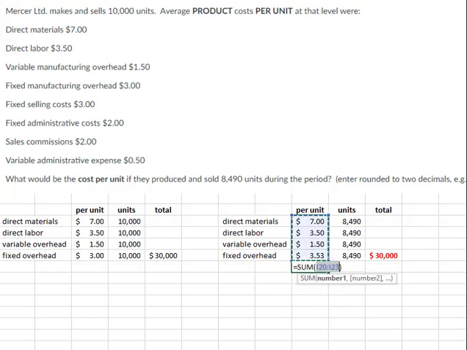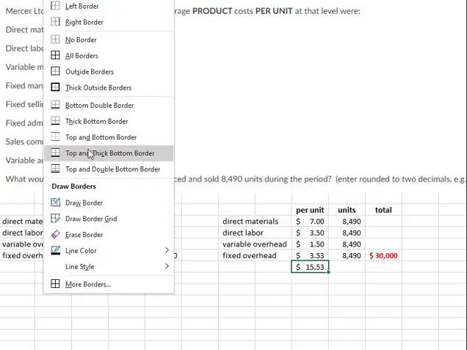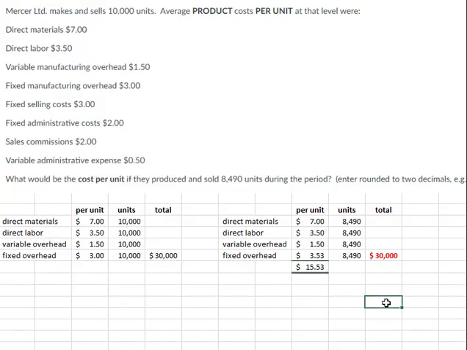So here they want this: what is the total cost per unit at this other level? The 7, the 3.50, and the 1.50 are the same in both. But the fixed cost per unit is not the same in both, because fixed costs stay the same in total. They don't change with activity in total, but they will change per unit. Let me know if you have any questions.